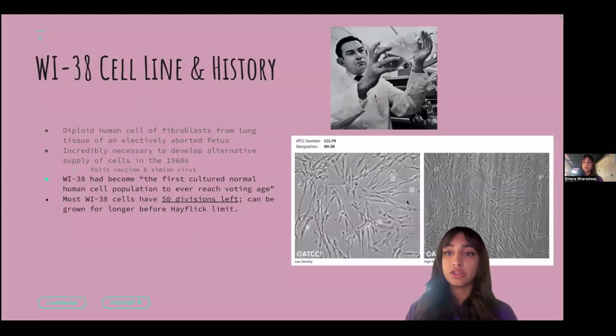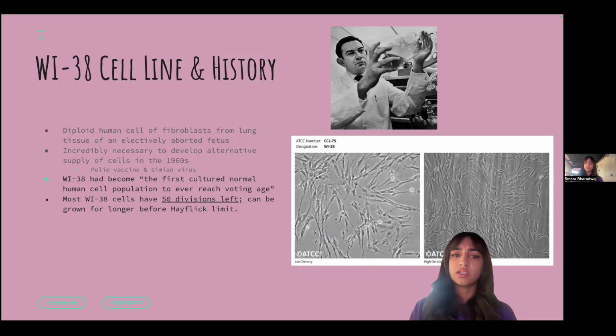Now let's go over some history. The WI38 cell line and history. In the 1960s, there was a serious issue with the polio vaccine. At the time, it was difficult to find cells that scientists could grow in the laboratory for producing drugs and vaccines. The Hayflick limit told us that if you grew cells in a petri dish, sooner or later they would stop dividing and die. Of course, vaccines and drugs already existed for centuries before the 1960s.